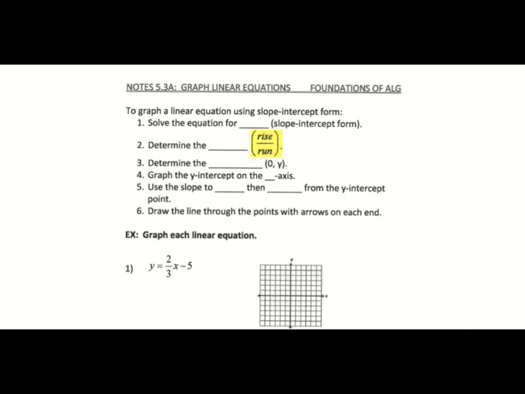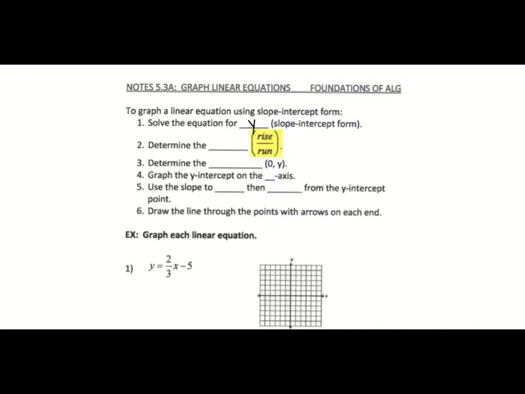In 5.3a, we are going to continue talking about linear equations, but now we are going to look at graphing our linear equations. To graph our linear equation, we have 6 steps that we're going to follow. The first step is to solve the equation for y.